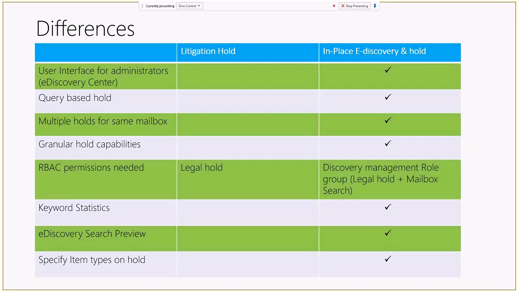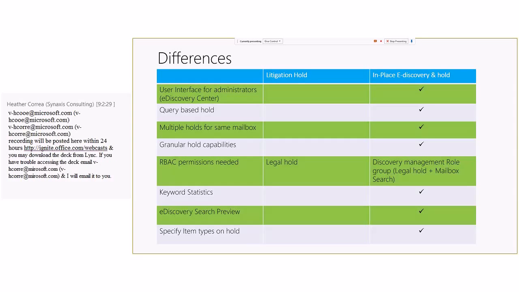And to talk about permissions needed for litigation hold, the administrators have to be part of the legal hold RBAC group. Now for in-place eDiscovery and hold, there is a default role group called Discovery Management Group that the administrator or the litigation hold manager has to be part of, which has two management roles underneath, which are legal hold and mailbox search. The other cool feature that we do offer with in-place hold is keyword statistics.